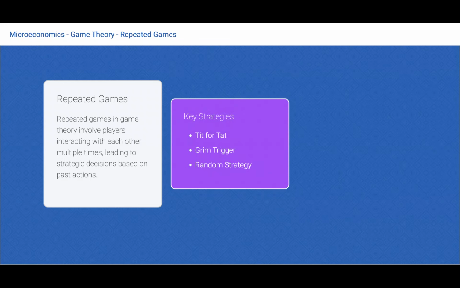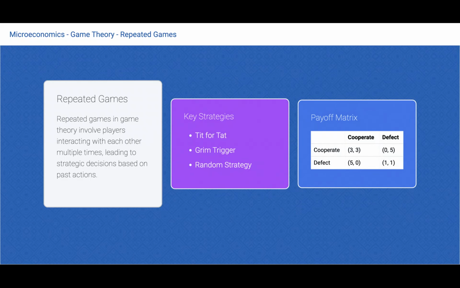Repeated games involve players making strategic decisions over multiple interactions. Strategies like tit-for-tat and grim trigger are commonly used. Players consider past actions and payoffs to optimize their decisions in repeated games. Okay, let's transition to the next slide.